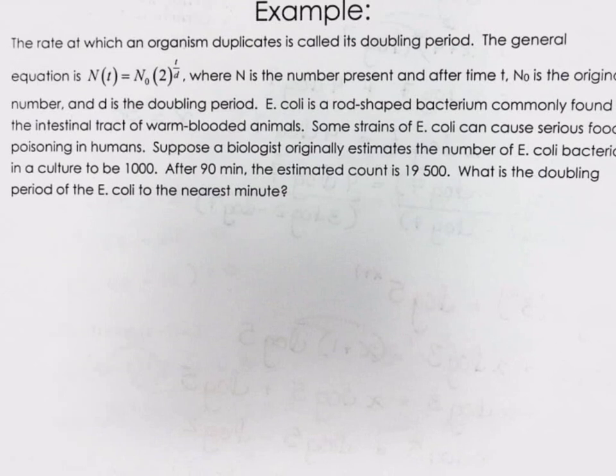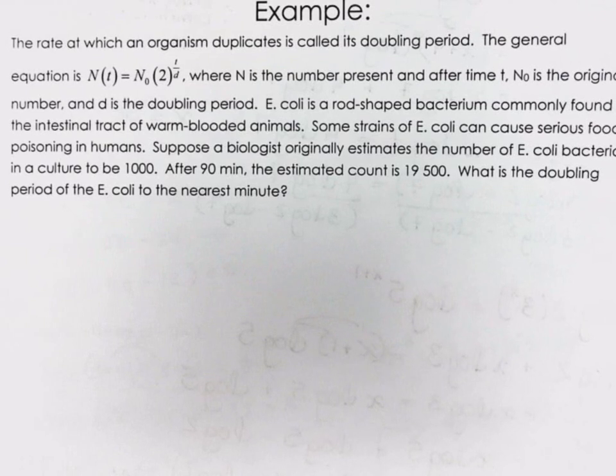E. coli is a fun bacteria that nobody wants, can cause food poisoning, sometimes death. That's never fun. Suppose biologists originally estimate that the number of E. coli bacteria in a culture is 1,000. After 90 minutes, the estimated count is 19,500. What is the doubling period for E. coli to the nearest minute? Woo, that was a lot of stuff.